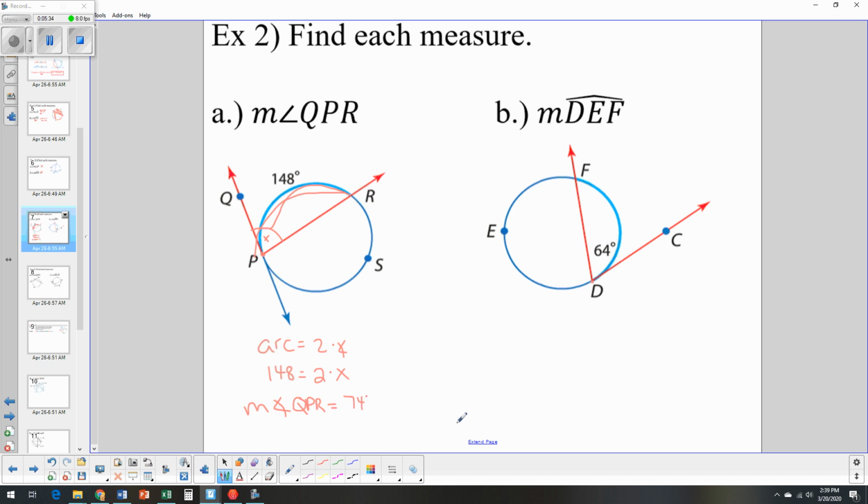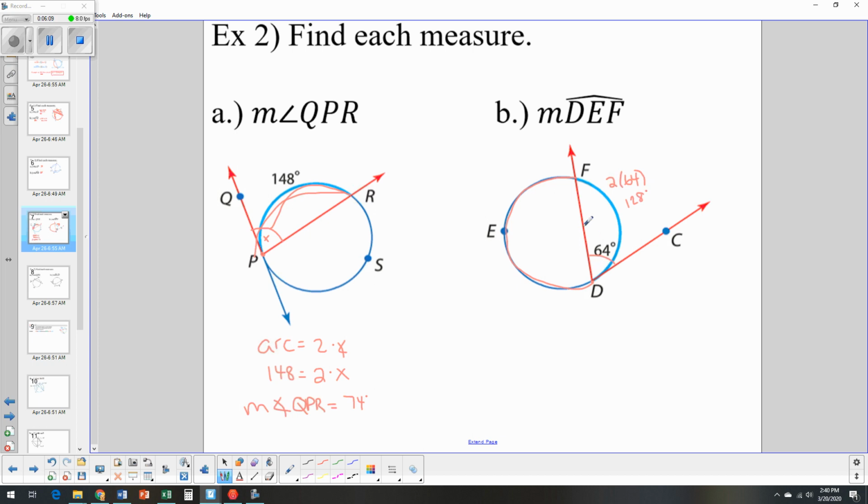In part B, we're actually looking for the arc. And we're not just looking for the arc in here. This is arc DF, and that would go with this 64-degree angle. What we're trying to find is arc DEF, this whole outside one. So we're going to do this in 2 steps. We're going to find this arc first. If I do arc equals 2 times the angle, this arc is going to be 2 times the 64, or 128 degrees.